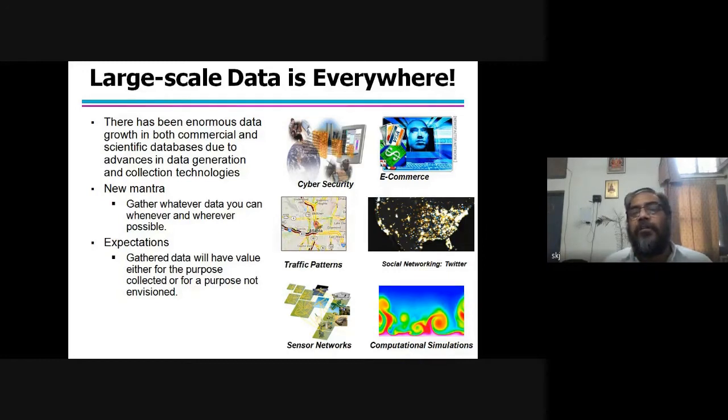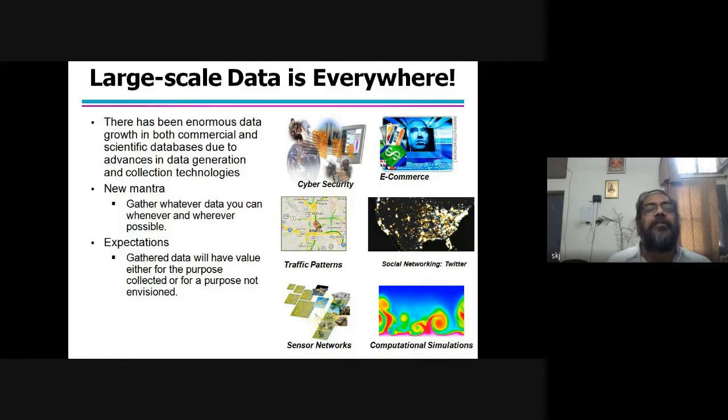In this slide, a few images have been shown, and basically the images refer to applications where large data is being generated and available. Cyber security applications, e-commerce where we have a lot of transaction data, then traffic patterns, and social networking sites like Facebook, Twitter, etc. Sensor networks, and some simulation software, computer simulation. All these are applications where tremendous data are being generated. So these data can be used to extract some hidden knowledge.